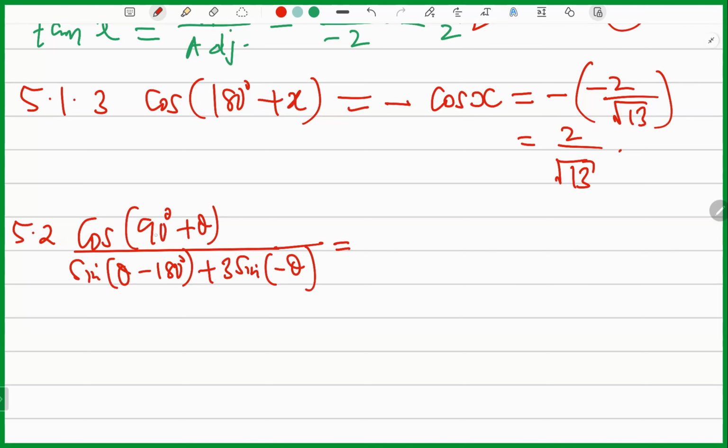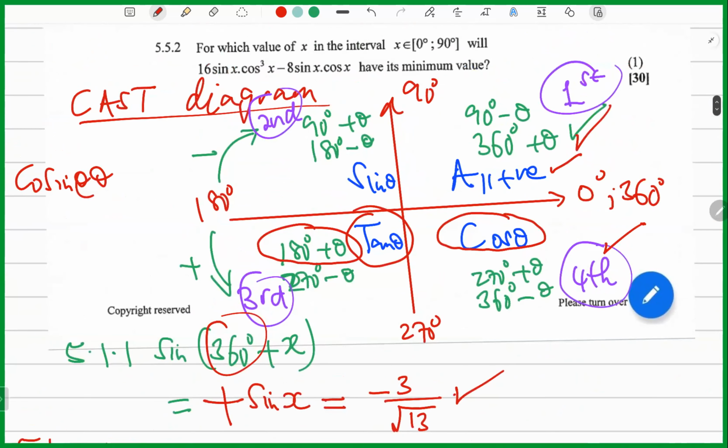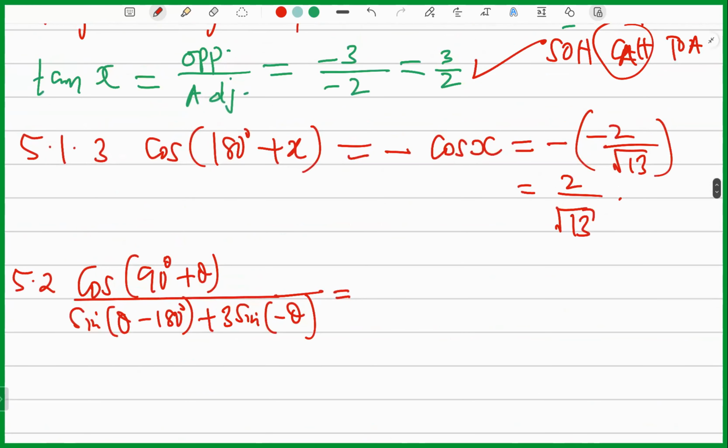In which quadrant is 90 plus theta? Okay, so we go back to the CAST diagram. It is in the second quadrant, right? And in the second quadrant, is the cosine positive or negative there? It is negative. All right, I'm happy that you said it's negative. I agree with you. So the cosine is negative there, but we remember that it must change to its co-function.